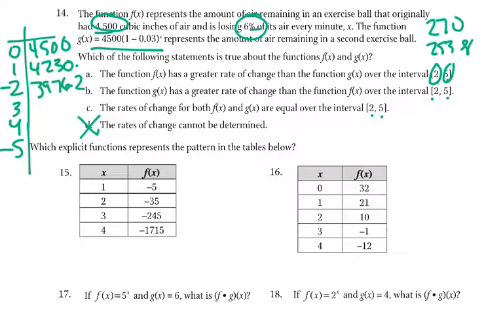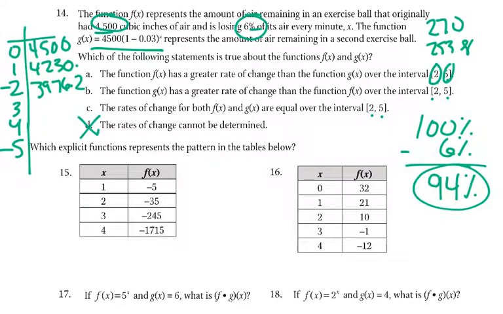Okay, so think of it this way. If we didn't lose any air, we would still have 100% of our air left. If we subtract 6% from that, that gives us 94%. So we're retaining 94%. So if I go 4,500 times 0.94, that gives me 4230. If I times that by 0.94, I get this one. So we're actually multiplying by 0.94. So the next one would be 3737.628.